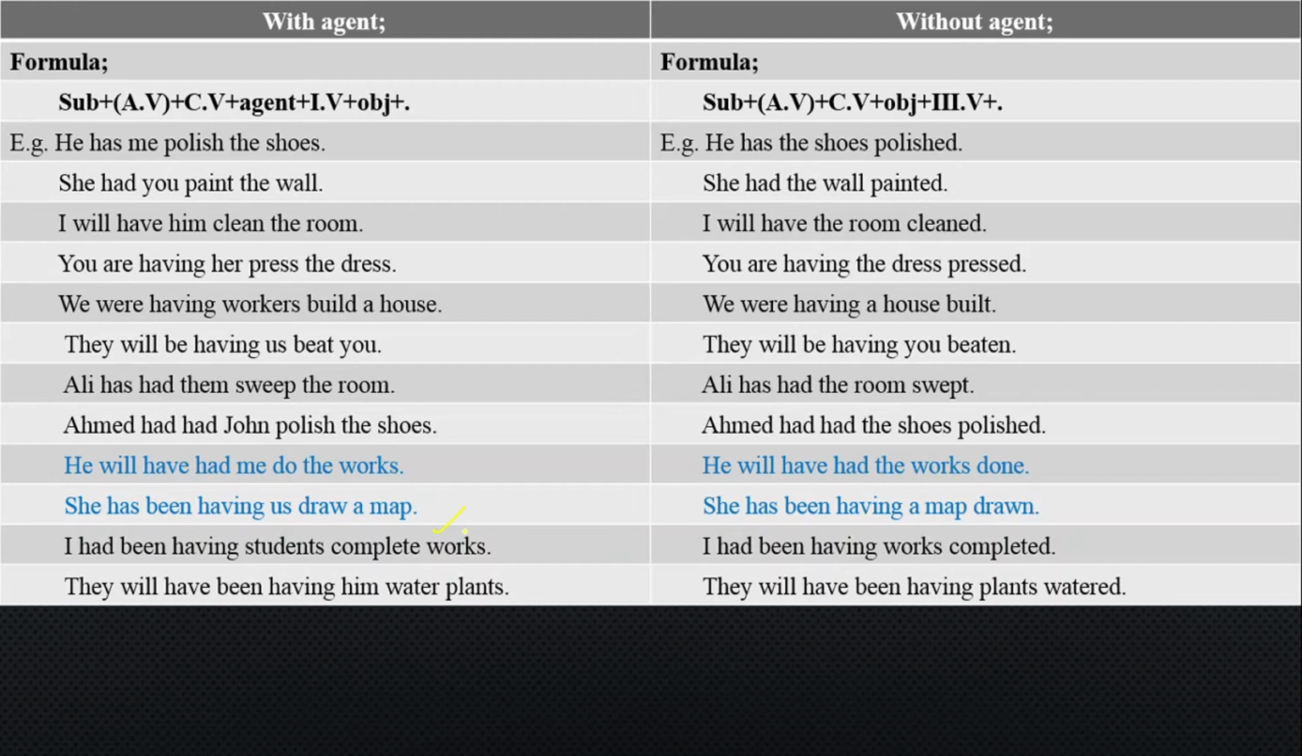I am having students complete works. I'm not having students complete works. Am I having students complete works? Am I not having students complete works? Aren't I having students complete works?